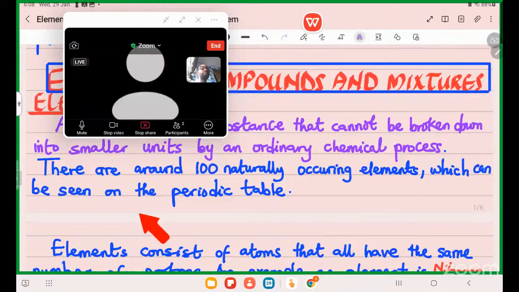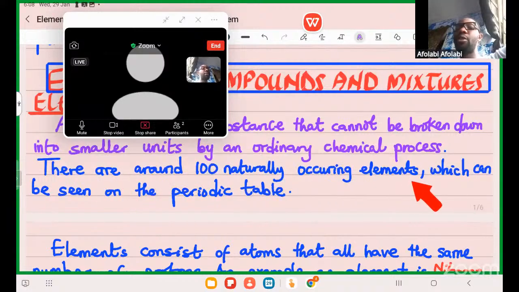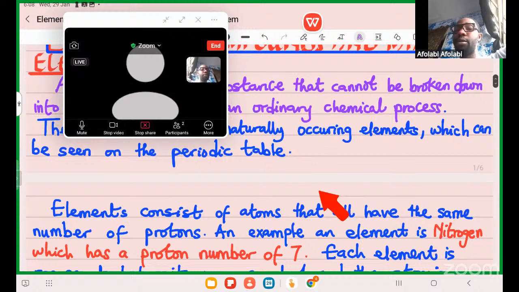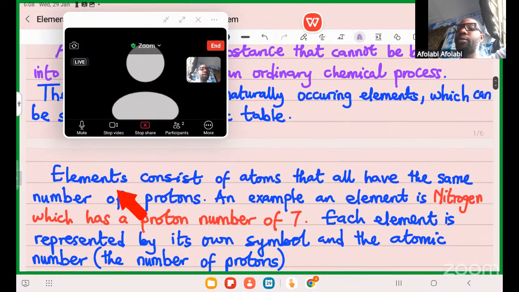Yes, sir. Good. So there are around 100 naturally occurring elements which can be seen in the periodic table. When you check the periodic table, you see elements in there. Elements consist of atoms that all have the same number of protons.